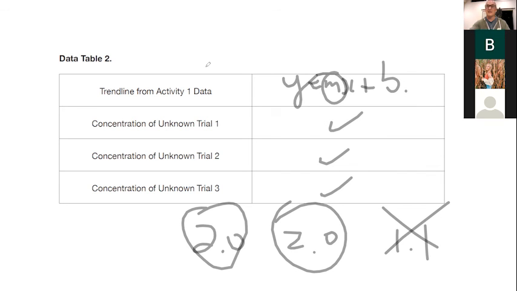So I think the key is using less than 0.5 grams of vitamin C. I think that probably will help. And yeah, just being really careful with your titration and wear gloves. So sorry, any questions?